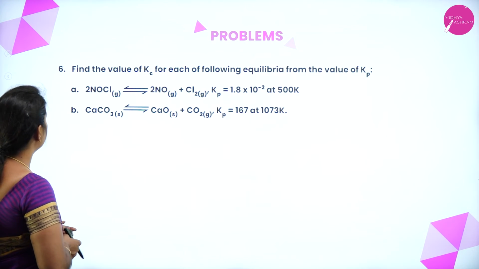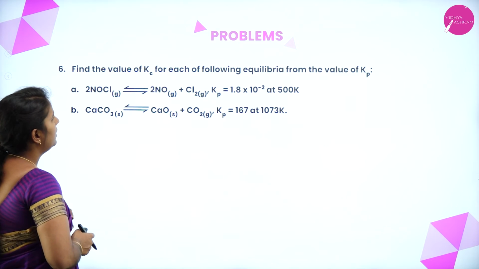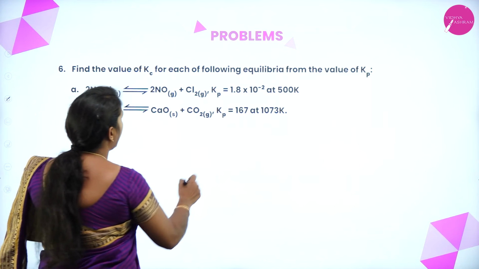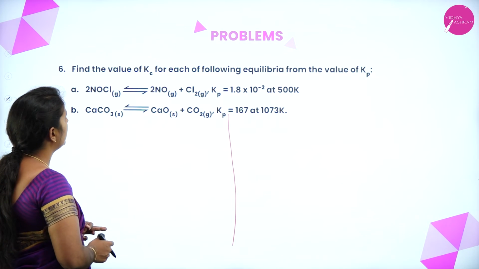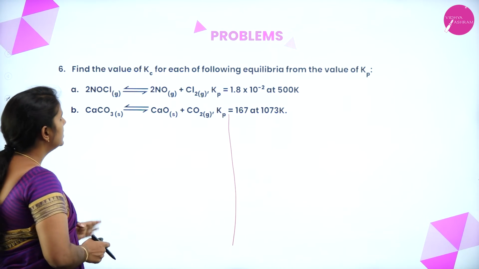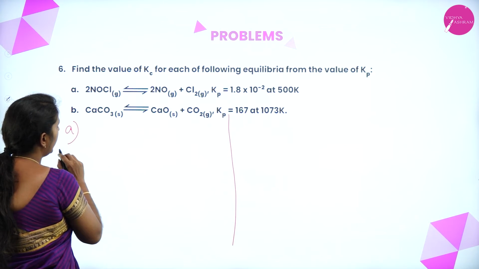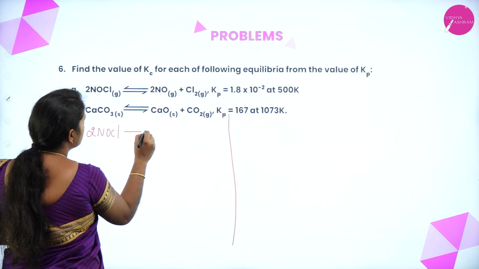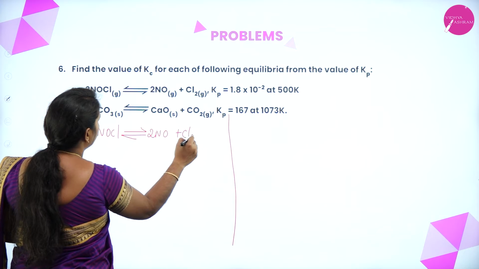We'll solve the last one. Find the value of Kc for the following equilibrium from the value of Kp. So they have given two numericals, and you need to calculate the Kc value. 2NOCl gives rise to 2NO plus Cl2, and the Kp value is given. What is the relationship for the first one? I'll solve the first. 2NOCl is going to give 2NO plus Cl2.